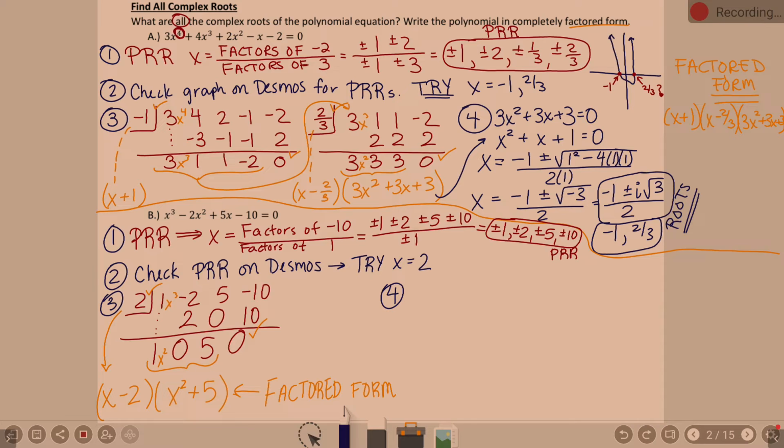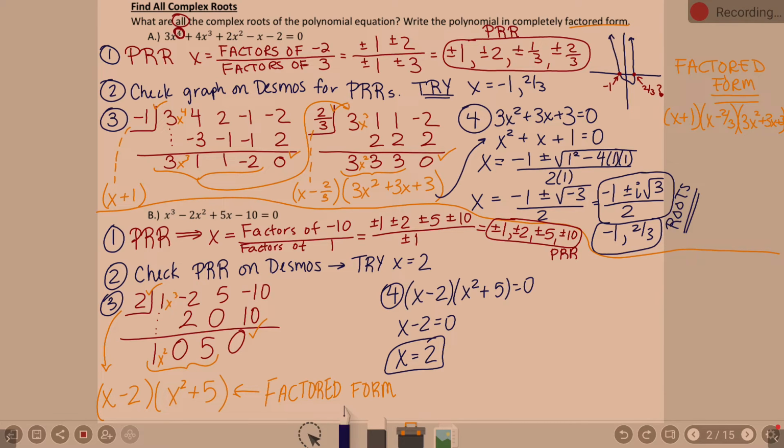Okay. One of our factors, which we already know, was x minus 2. The other factor was x squared plus 5. And so if we set each part equal to 0, and I don't know why I wrote them next to each other there, but if I set x minus 2 equal to 0, we already know we have a solution of 2. We've already decided that, right? It was a PRR, it was on the graph, done deal.